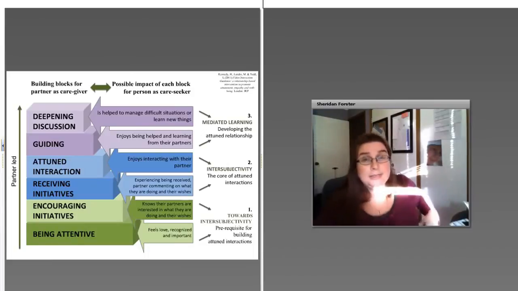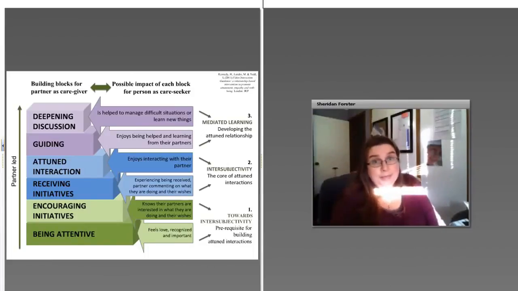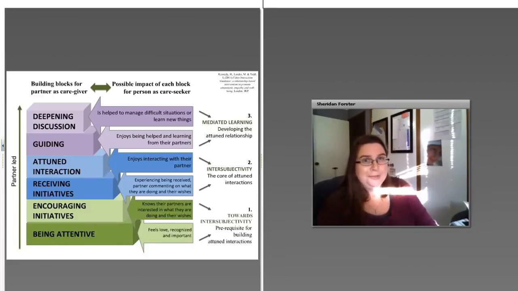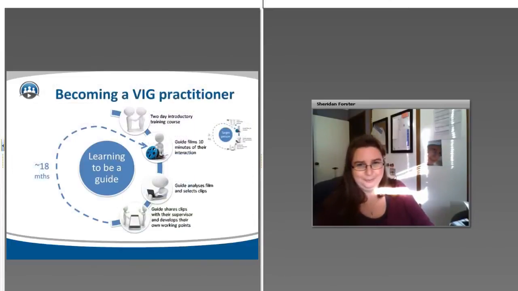Now, as I said, this is as much an intervention that's looking at how you're interacting as well. So, as a guide, are you doing these things? Are you being attentive? Are you receiving the people that you're listening to? And are you helping them to deepen the discussion? Or are you just touching very superficially on something and then moving forward? So it's a great process both for supporting other people's interactions, but also supporting how you are supporting interactions.